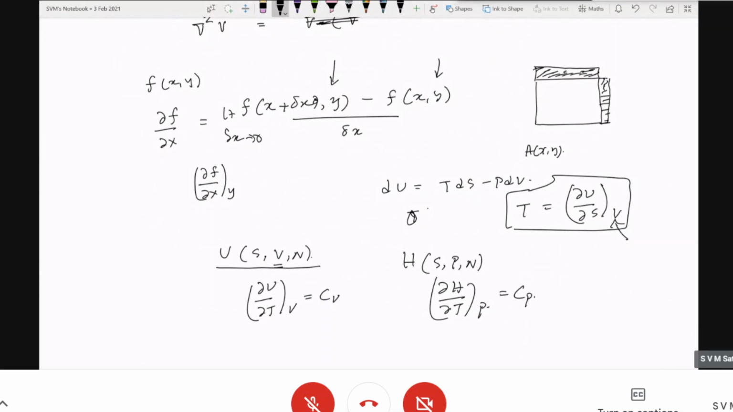You have to take the right thermodynamic potential to define it. So independent variation will depend on what potential we are using. They depend on the independent variation of the parameters. We have to choose the appropriate potential.